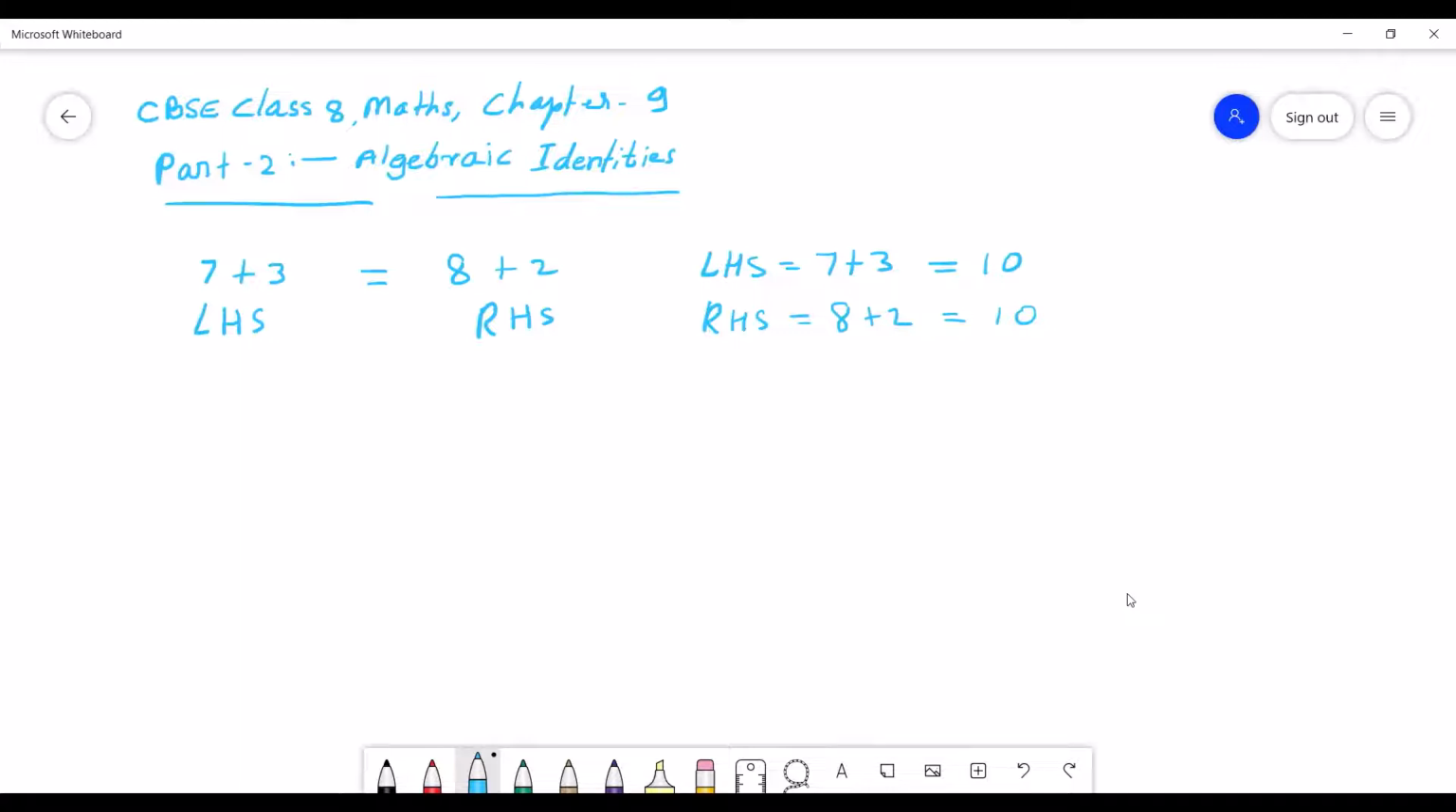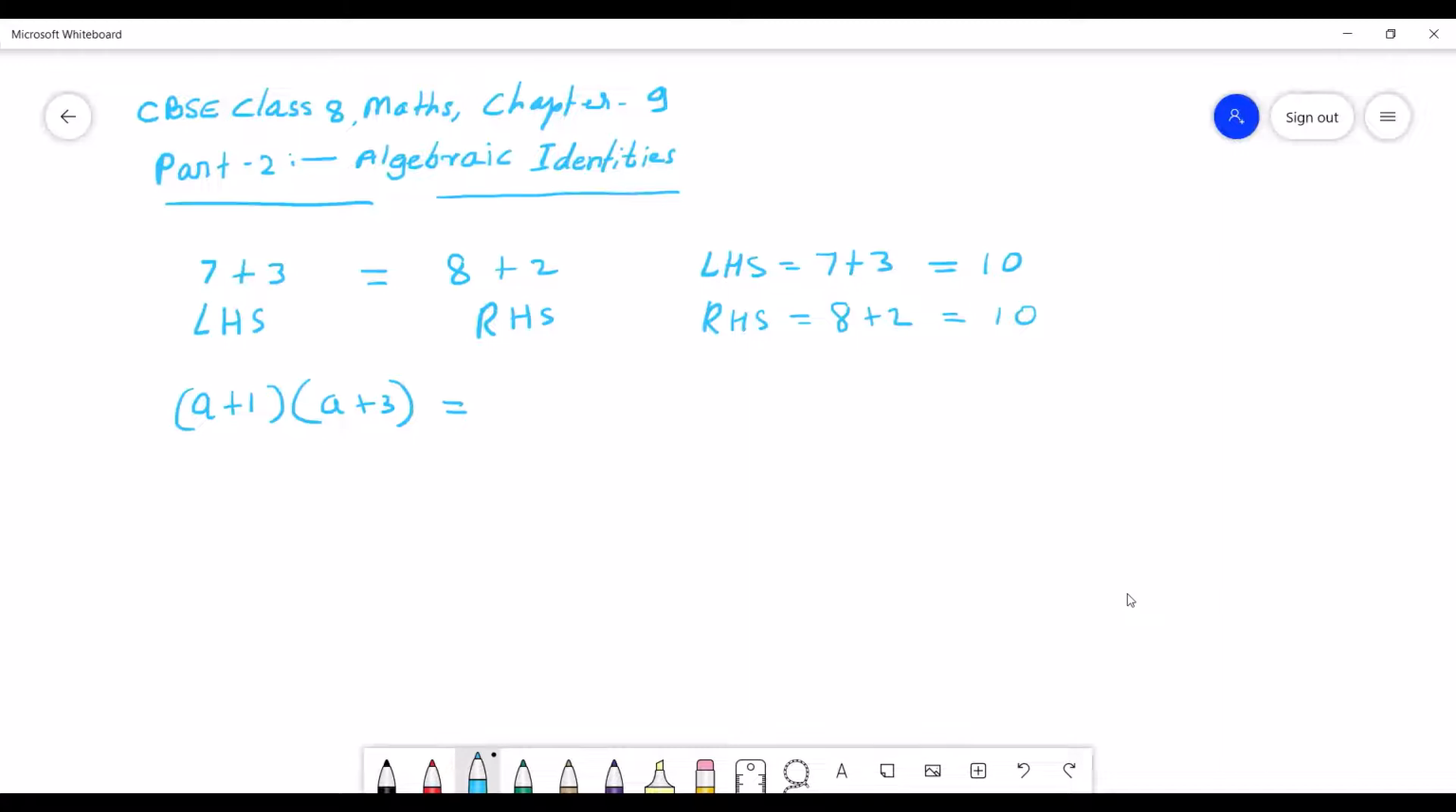Okay. Then let us consider another equation with a variable. See, I am taking this as a plus 1 into a plus 3. Here we are having two expressions. One expression is a plus 1 and the other expression is a plus 3. So how to multiply these? This is a binomial expression, so how to multiply this binomial expression?